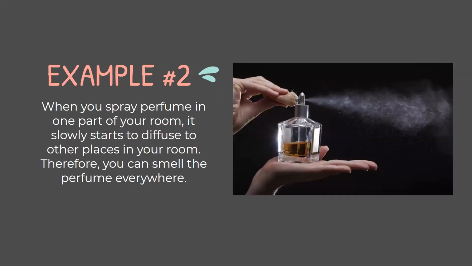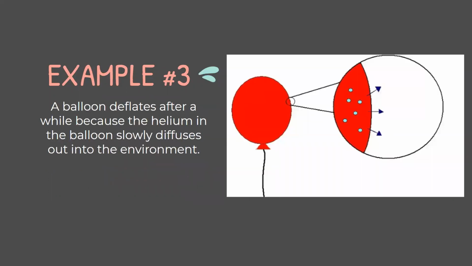Also, when you spray perfume, it's going to be highly concentrated in the area you spray the perfume, but slowly it's going to diffuse into other areas, and at the end, the whole room will smell like perfume. And example number three is when a balloon deflates, the helium will slowly diffuse out of the balloon into the environment until the balloon is completely deflated.